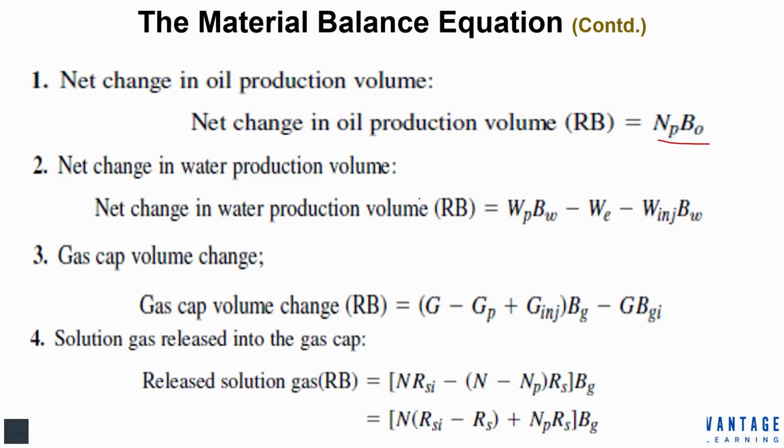And the net change in water production volume will be water produced times the formation volume factor of water, minus whatever water influx is naturally happening in the reservoir and whatever water we injected from surface. So we need to remove that.